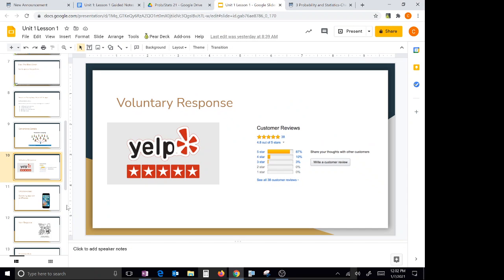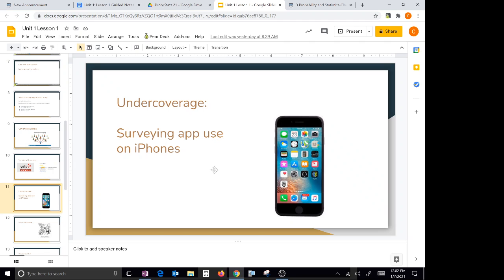Okay, undercoverage. If I'm wanting to know about how people are using a certain app, and so I go and I survey all the people who use this app on iPhones, well, I've got a problem here because I'm only getting data from the type of people who have iPhones. I don't have any data from people who have a Galaxy or some sort of Samsung or whatever type of other phone they might have. Okay, so I'm not getting the full story here. So you have to be careful about the method that you use.